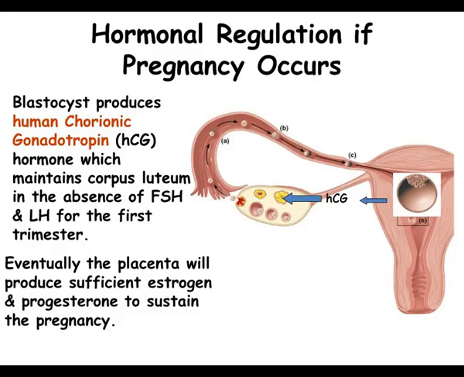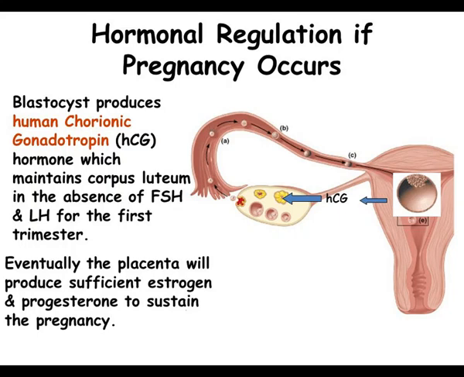Okay, so here's another picture, but this introduces another hormone called HCG, or human chorionic gonadotropin. This is secreted actually by the developing embryo and eventually by the placenta. And it's HCG which maintains the pregnancy for the first trimester. So if fertilization occurs, the HCG tells the corpus luteum to keep producing progesterone and keep maintaining the uterine lining.